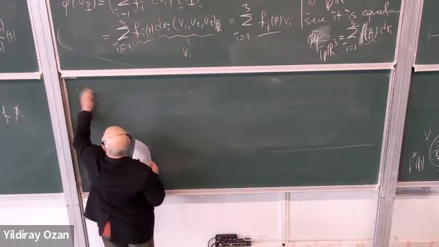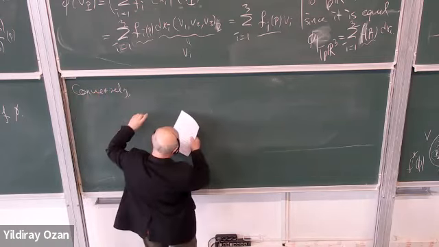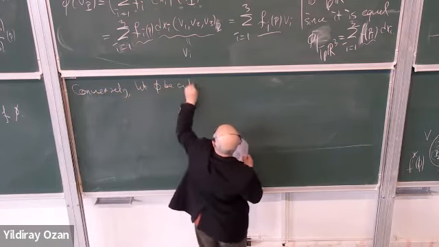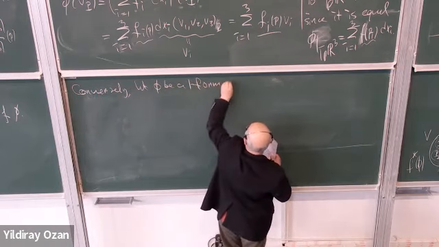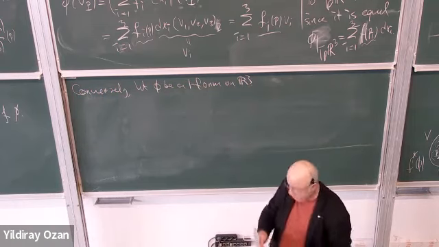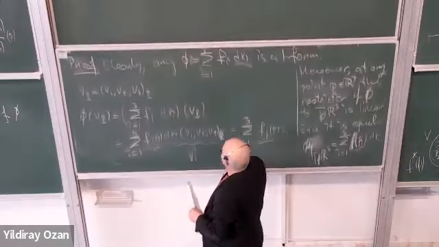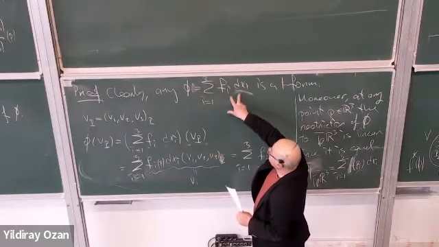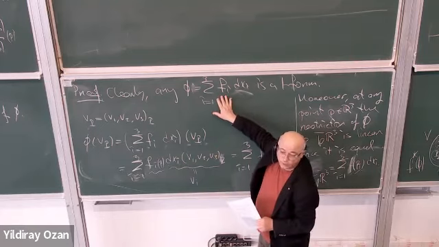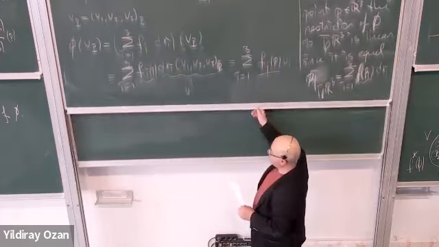Now, conversely, let phi be a one form on R3. Okay. I have to show that that one form can be written like this for some functions. So I have to tell you what are those functions for a given phi. Okay. So let's see that.